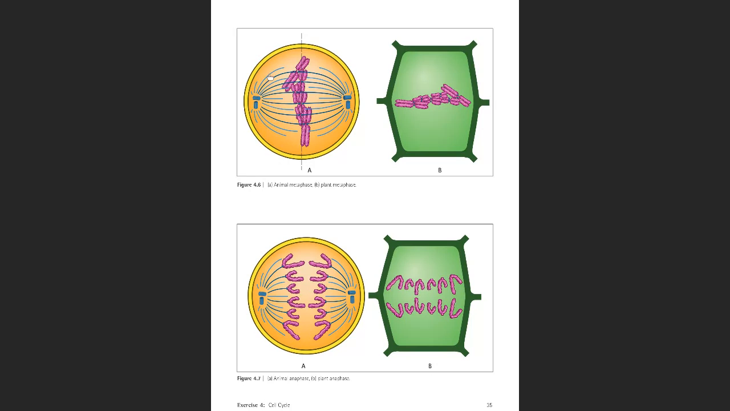Look at those mitotic spindles. You remember the centrioles that start moving apart at the G2 phase, and they start forming this mitotic spindle. In prophase, it's completely formed. In prometaphase, it's completely done. In metaphase, it's completely done. This is late prophase and the beginning of prometaphase.